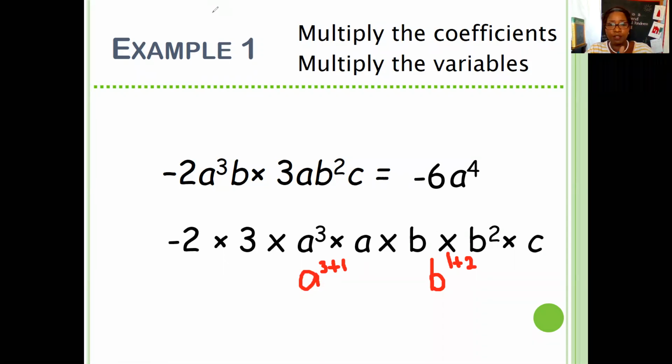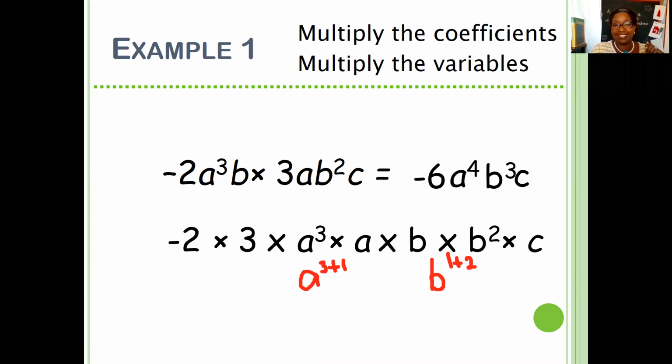All right. So we have negative 2 times 3 is negative 6. We have A to the 3rd power times A is A to the 4th power. And then we have our B times B squared, which is B cubed. And finally, bringing up the rear, but just as important, is our C. This is our final answer.